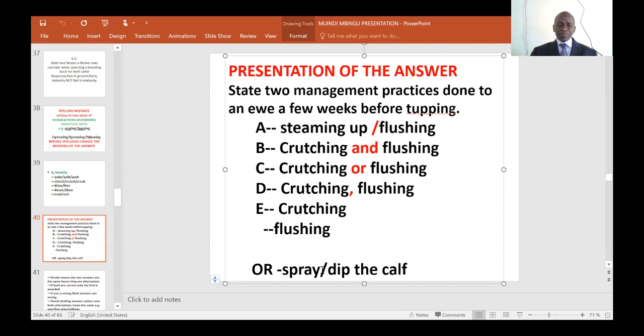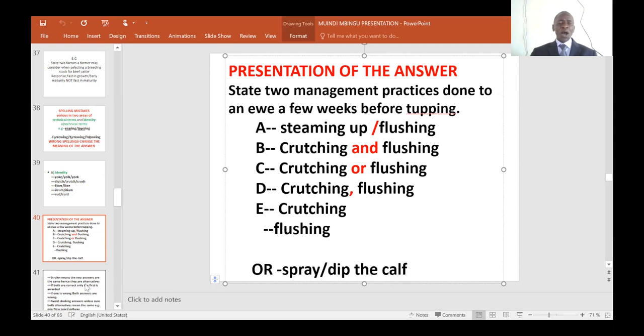Now, again, here is an example of a response that may earn 0. To a question, for example, state one method of controlling ectoparasites. So you say spraying, stroke, dipping the calf. The two are methods, but are they the same? Only the purpose is the same. Therefore, this earns the candidate 0.